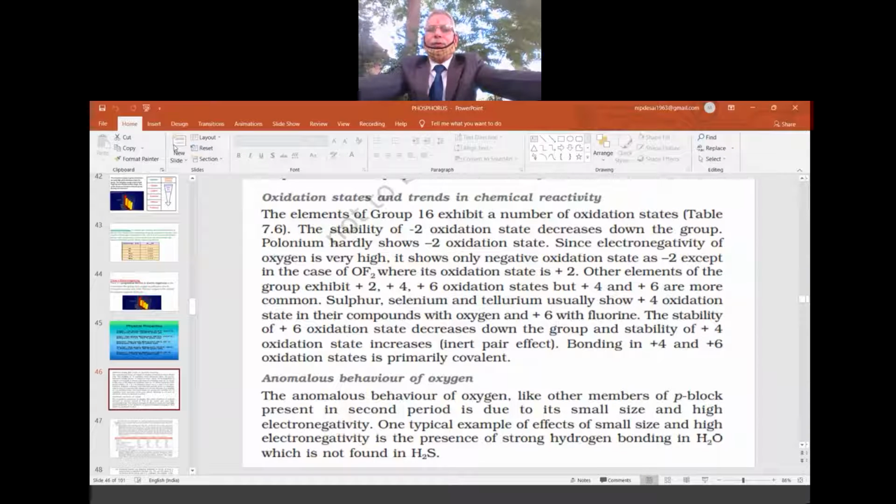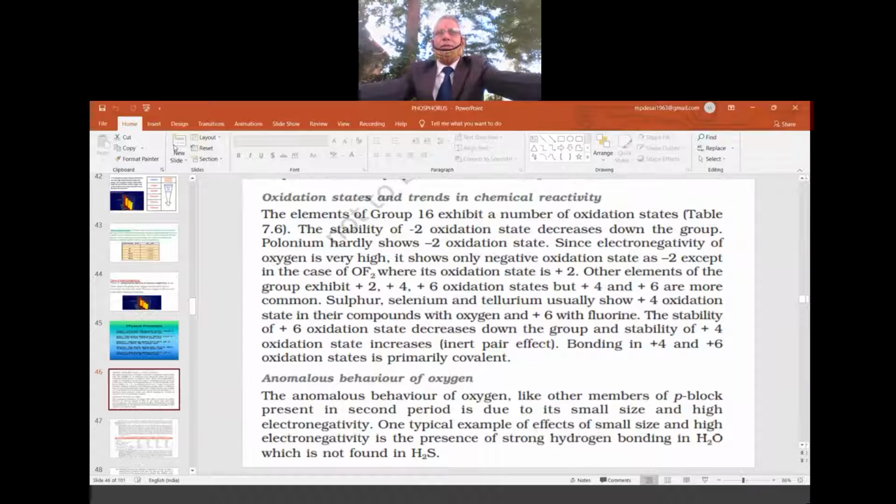At the bottom, it is plus 4 only, due to the inert pair effect. This is the trend we see everywhere: inert pair effect at the bottom, shielding effect in the middle, and in the beginning no d orbitals. The same reasons are there in every group. Once we understand one particular group about the normal trends, you can supply the same type of reasoning for the remaining groups also. Here also oxygen is abnormal.